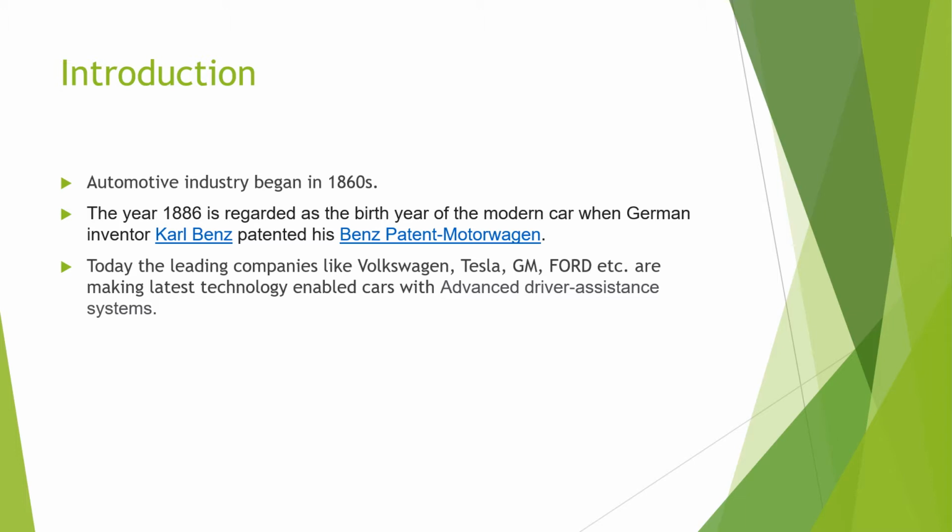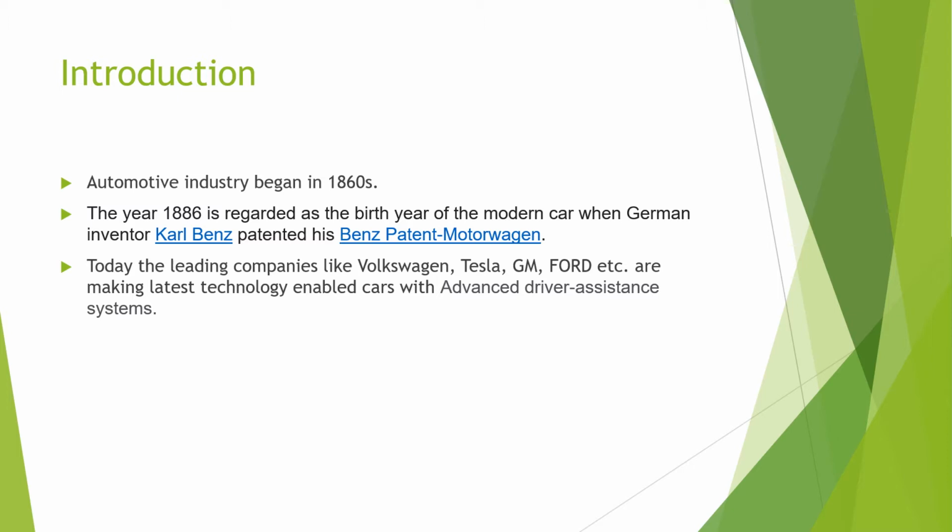Introduction. The automotive industry began in the 1860s. The year 1886 is regarded as the birth year of the modern car. That's when the German inventor Carl Benz patented his Benz Patent Motorwagen. Why 1886? Because that's the first time a practical automobile went into series production. So it is marked as the birth year.